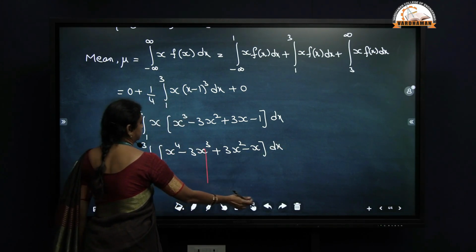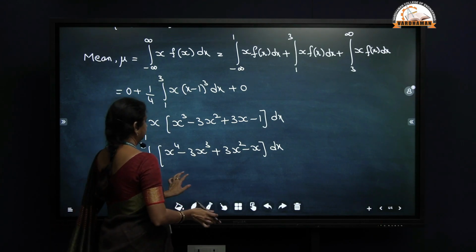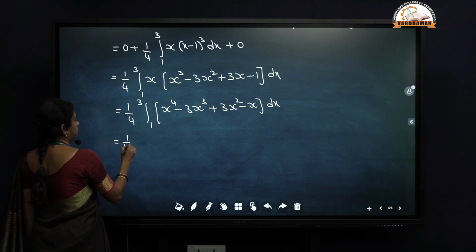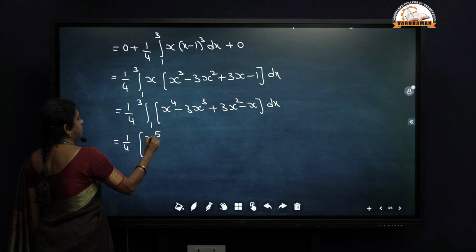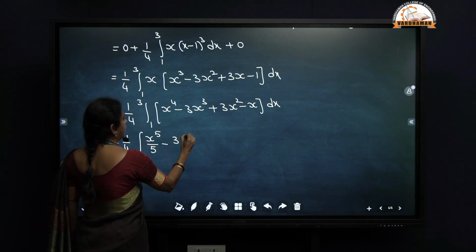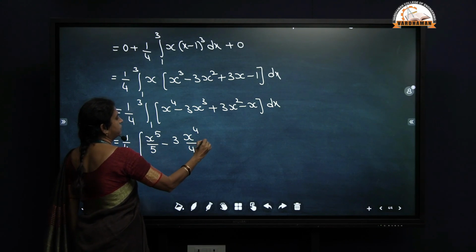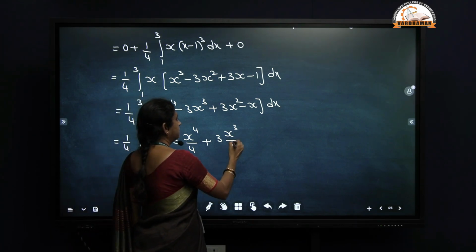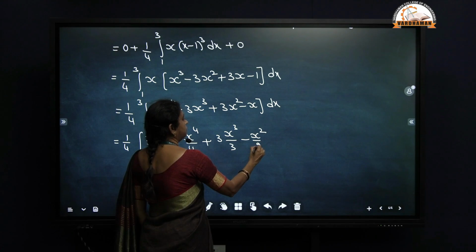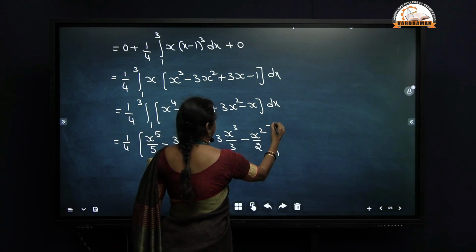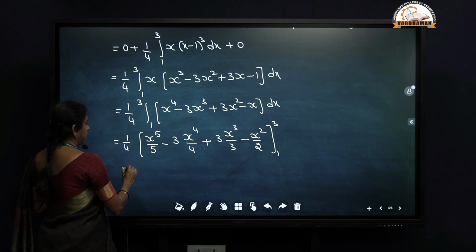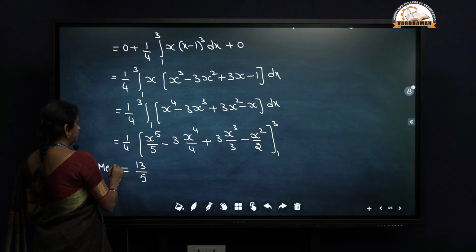Integrating, 1/4 times x^5/5 minus 3 times x^4/4 plus 3 times x^3/3 minus x^2/2, between limits 1 and 3. On substituting the upper limit 3 and lower limit 1, we get the value as 13/5. So, the mean value is given by 13/5.